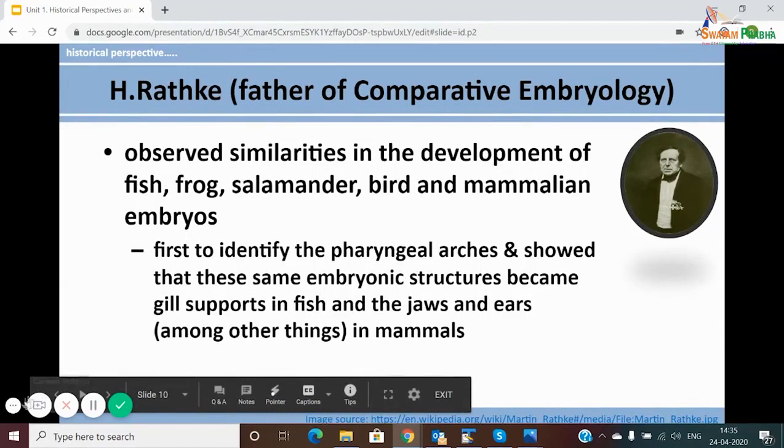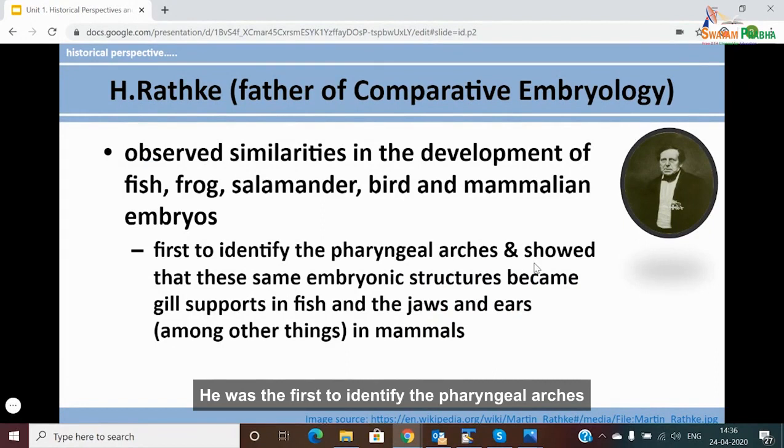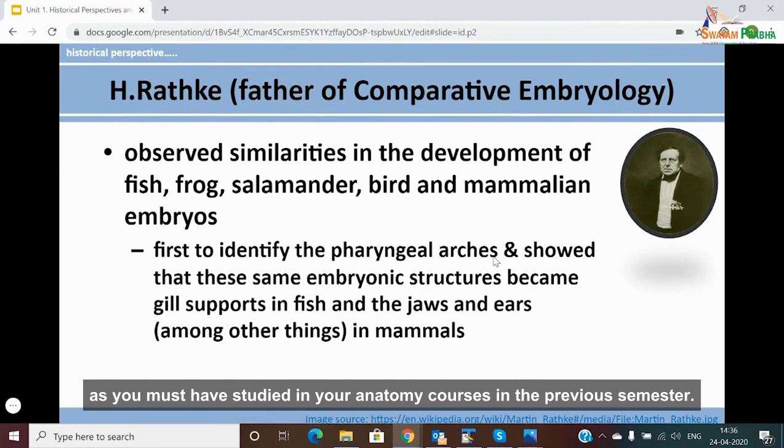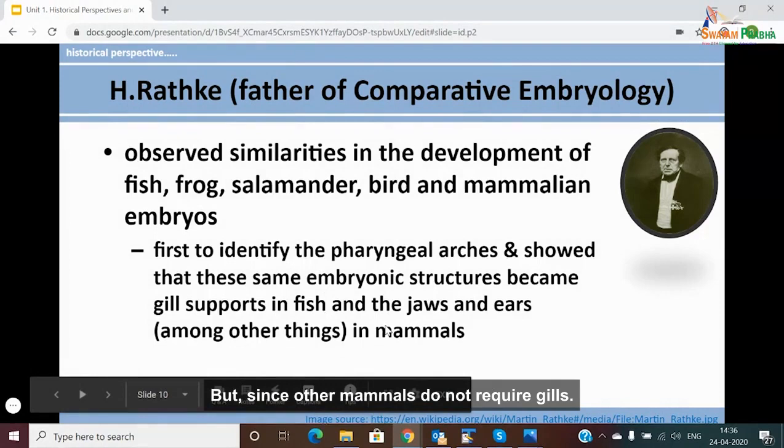Then in the field of comparative embryology, H. Rathke worked. He was the one who observed similarities in the development of fish, frog, salamander, bird and mammalian embryos. He was the first to identify the pharyngeal arches, as you must have studied in your anatomy courses in the previous semester. He showed that these same embryonic structures become gill supports in fish. But since other mammals do not require gills, they become jaws and ears in mammals.